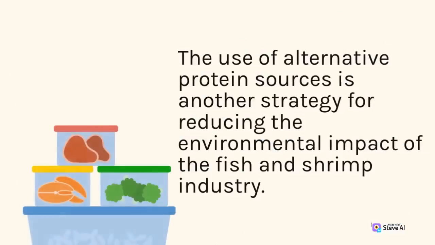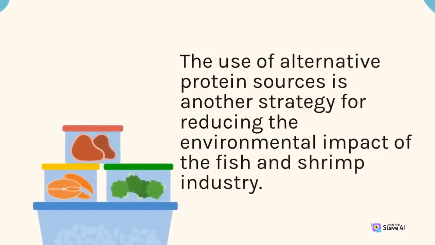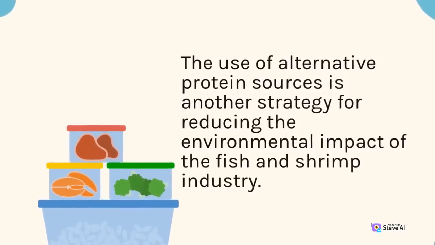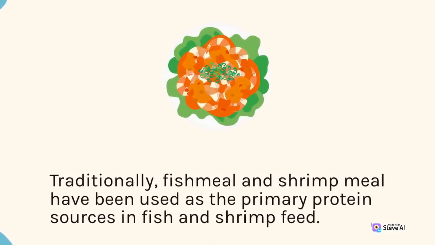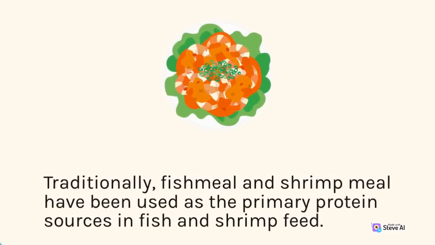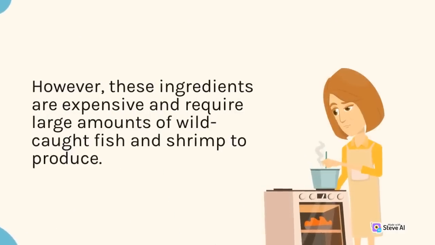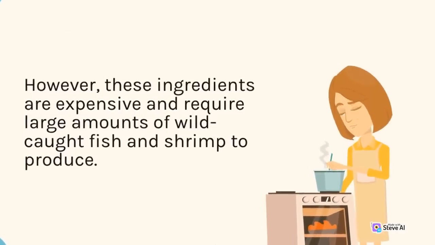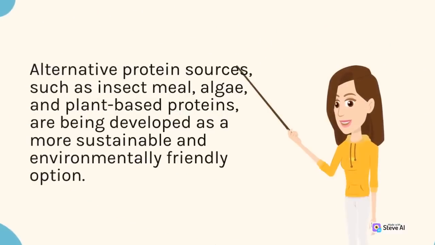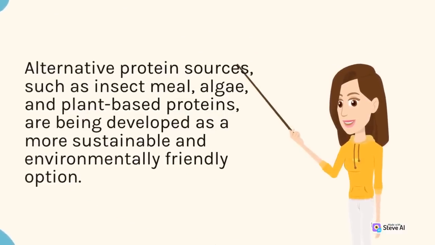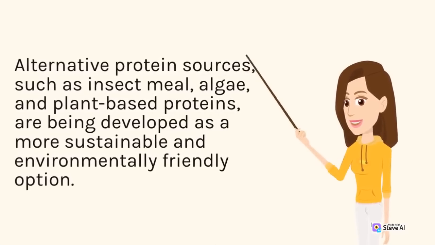The use of alternative protein sources is another strategy for reducing the environmental impact of the fish and shrimp industry. Traditionally, fish meal and shrimp meal have been used as the primary protein sources in fish and shrimp feed. However, these ingredients are expensive and require large amounts of wild-caught fish and shrimp to produce. Alternative protein sources, such as insect meal, algae, and plant-based proteins, are being developed as a more sustainable and environmentally friendly option.